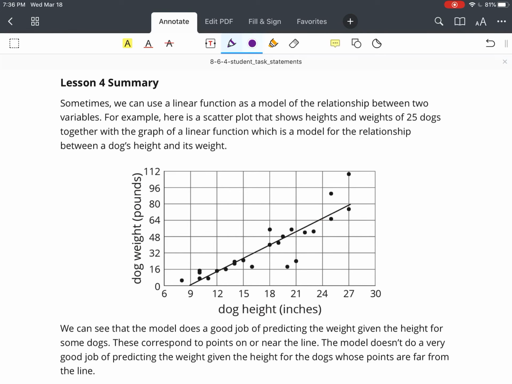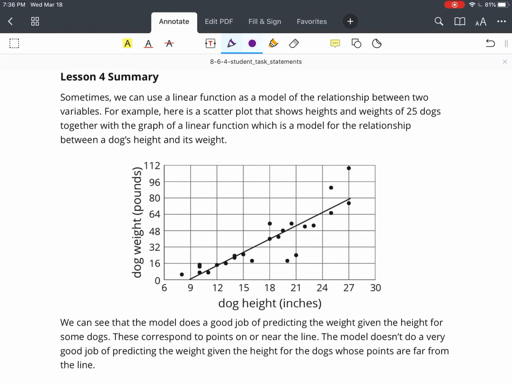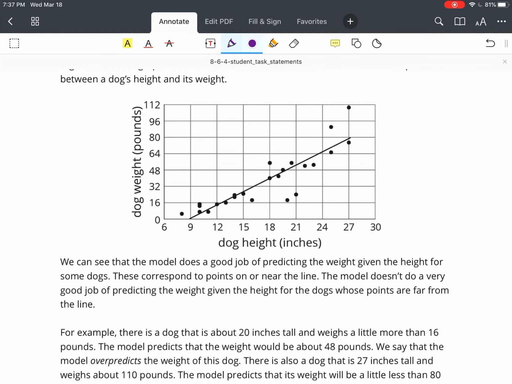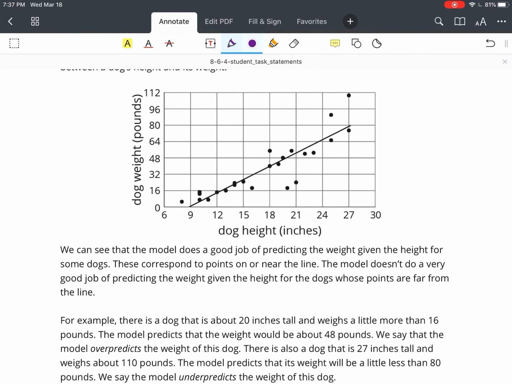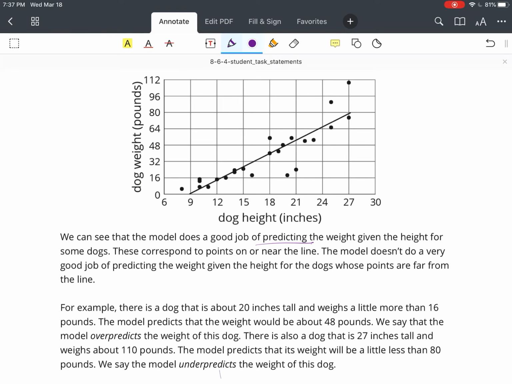So, that's actually it for today's lesson. So really, what today's lesson is, let's just read through it. Sometimes we can use a linear function as a model of the relationship between two variables. For example, here's a scatter plot that shows heights and weights of 25 puppers together with a graph of a linear function model. So we can see that the model does a good job of predicting the weight given the height for some dogs. These correspond to the points on or near the line. That's all of these right here.